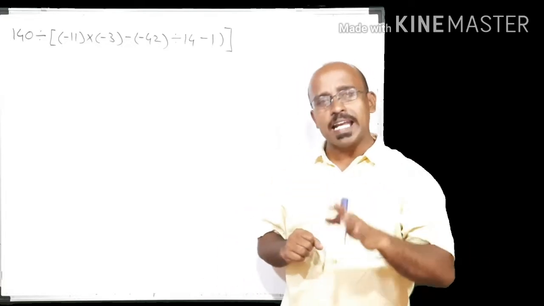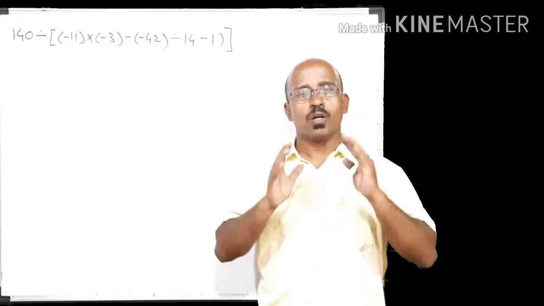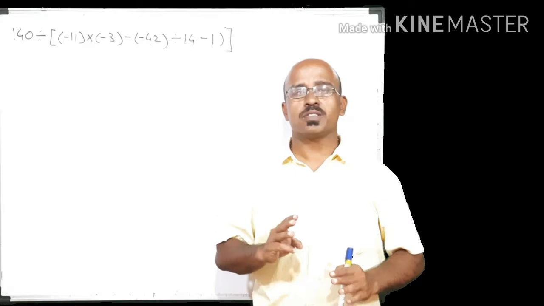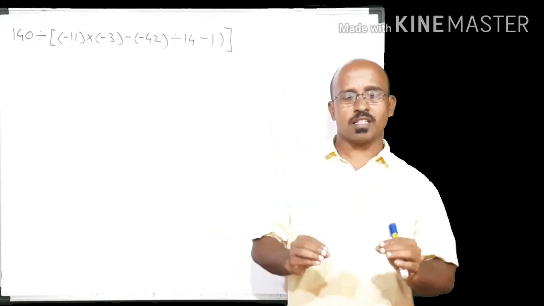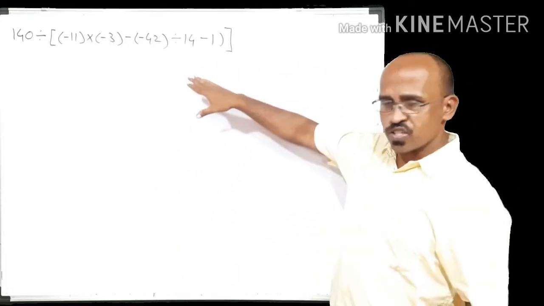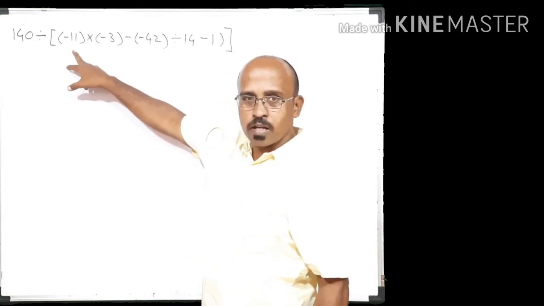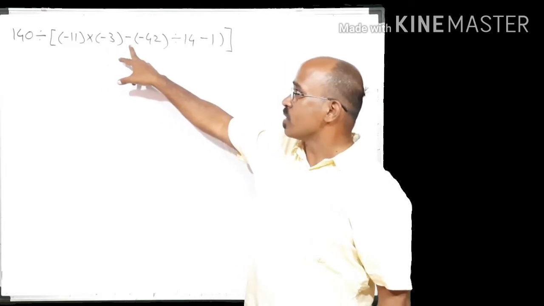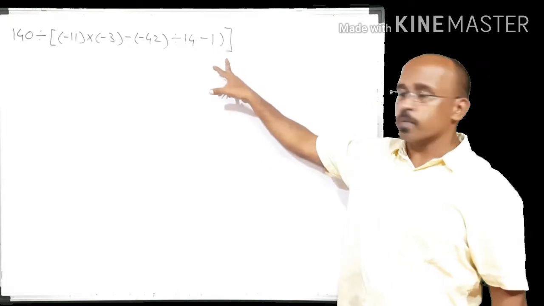Let's actually deal with it with a real-time example of practice set 26, question number 3 of standard 7 of Maharashtra State Board. Name of the lesson is operations on rational number. So let's go. See, the question is 140 divided by, into the square bracket, into the bracket minus 11 multiplied by minus 3 minus, into the bracket minus 42 divided by 14 minus 1, bracket close, bracket close.